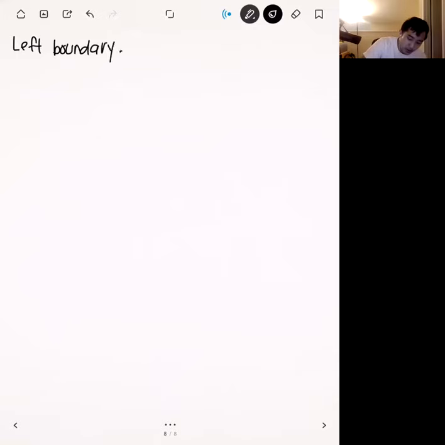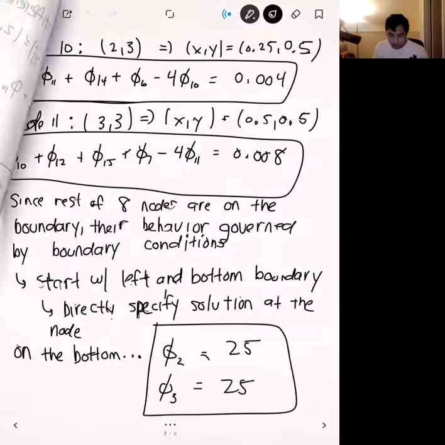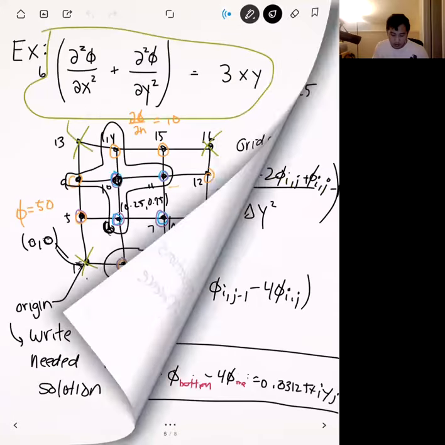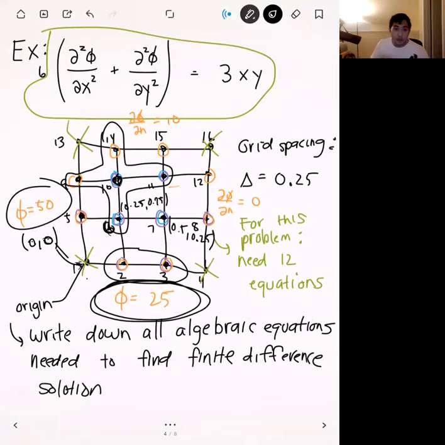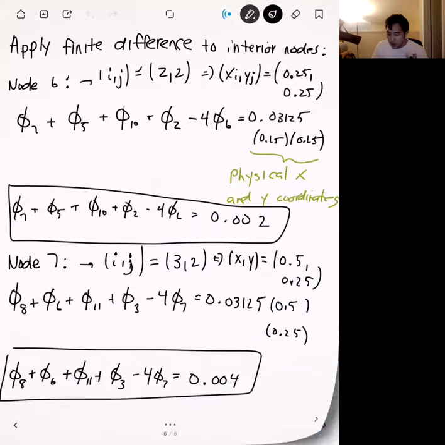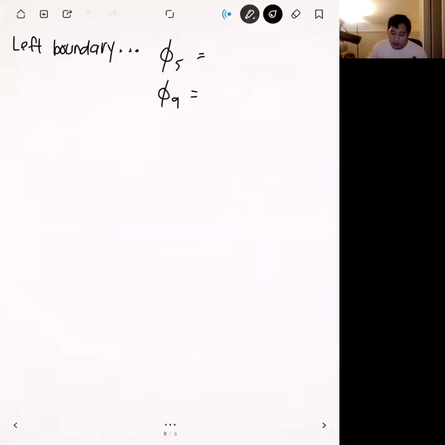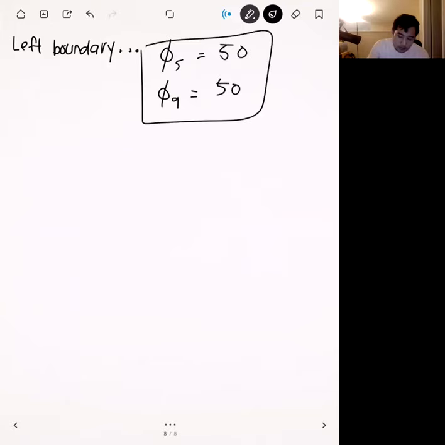For the left boundary, we have node number 5 and node number 9. We're going to have an equation for phi5 and an equation for phi9 as well. According to our original diagram, what we see for these nodes is that their Dirichlet value is 50. That tells us that the solutions at nodes 5 and 9, phi5 and phi9, have to be 50. Just like that, we have 2 more equations.